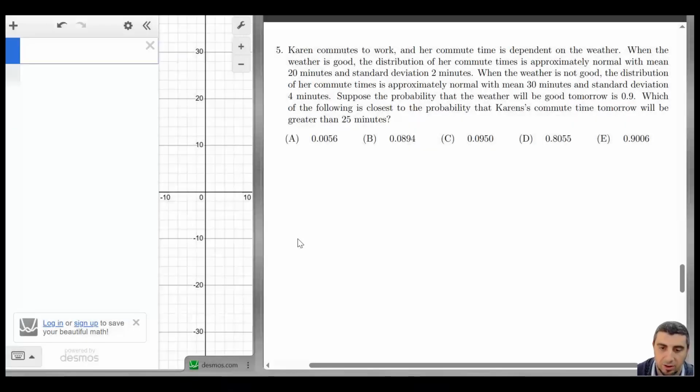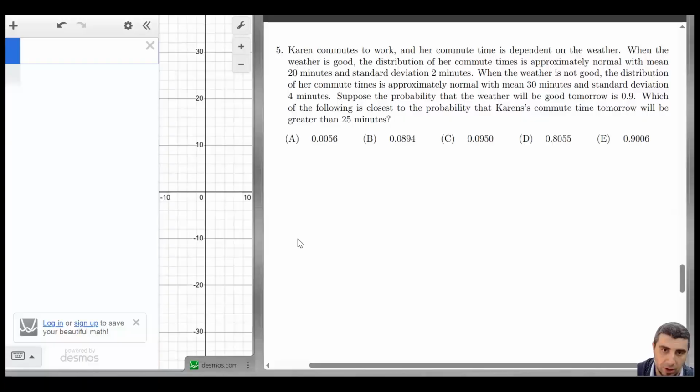Karen commutes to work, and her commute time is dependent on the weather. When the weather is good, the distribution of her commute times is approximately normal with mean 20 minutes and standard deviation 2 minutes. When the weather is not good, the distribution of her commute times is approximately normal with mean 30 minutes and standard deviation 4 minutes. Suppose the probability that the weather will be good tomorrow is 0.9. Which of the following is closest to the probability that Karen's commute time tomorrow will be greater than 25 minutes?